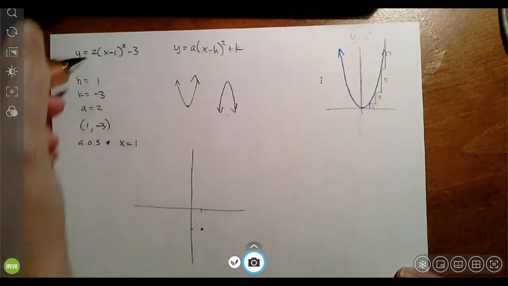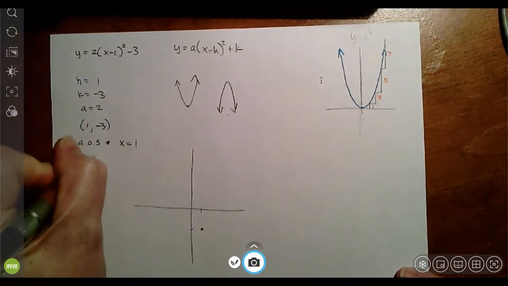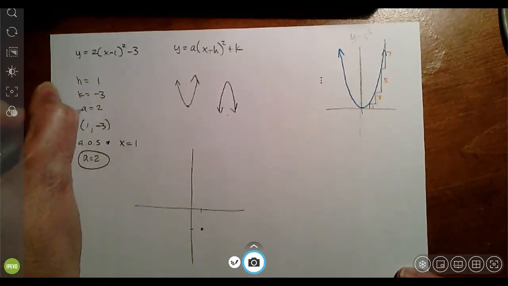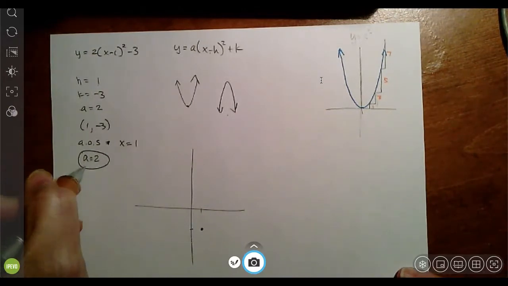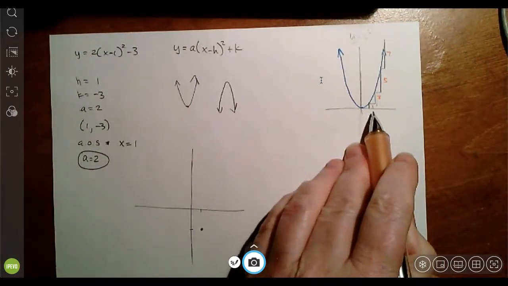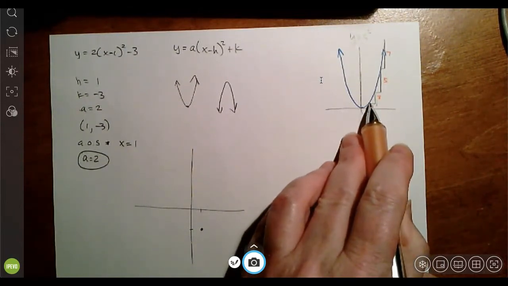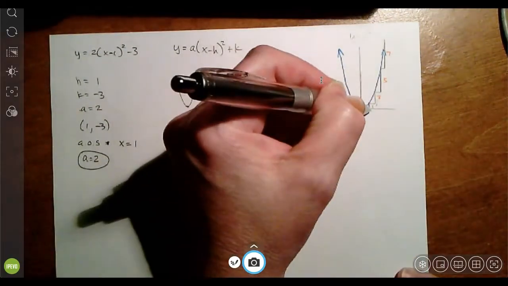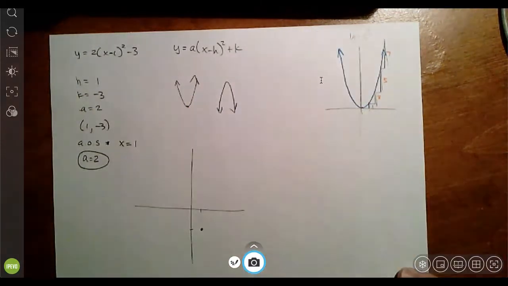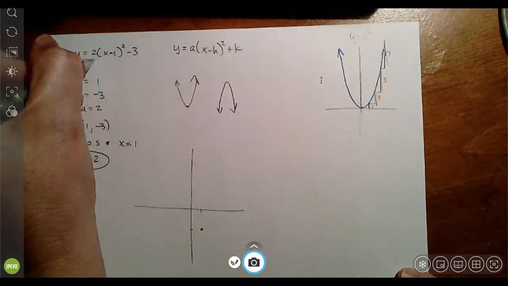And then because a is equal to 2 here, so it's so important I wrote it twice. a is equal to 2, what that means is that this pattern is basically going to double. So instead of going over 1 up 1, I'm going to go over 1 up 2. And then I'm going to go over 1 up 6. So I'm taking all of these vertical changes and doubling them because a is 2.